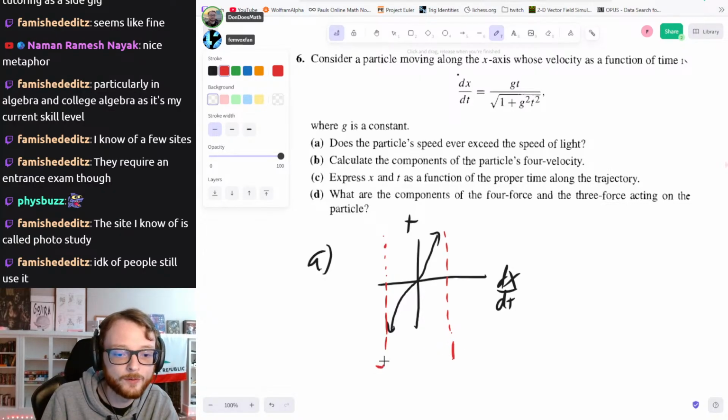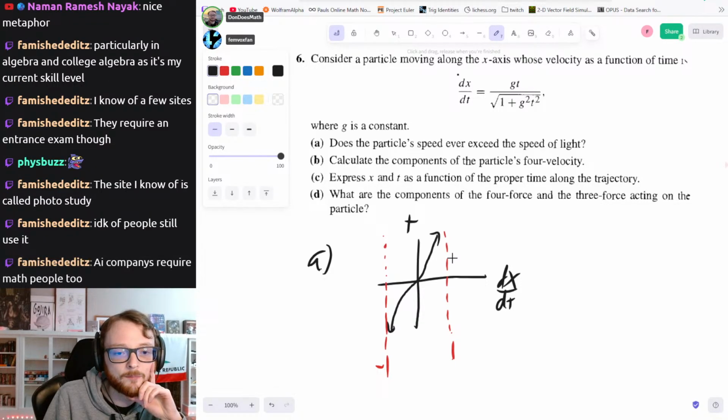This is +1. That's -1. And so this is speed. We're always inside of the 1, -1 bound. So I think no.